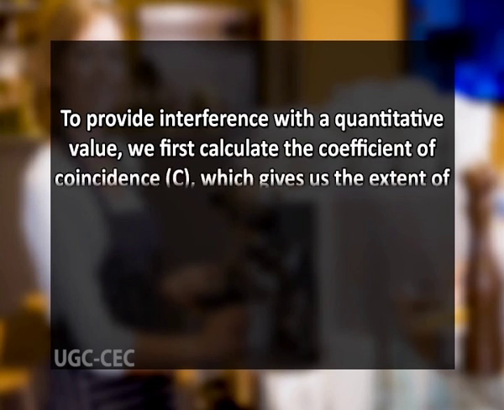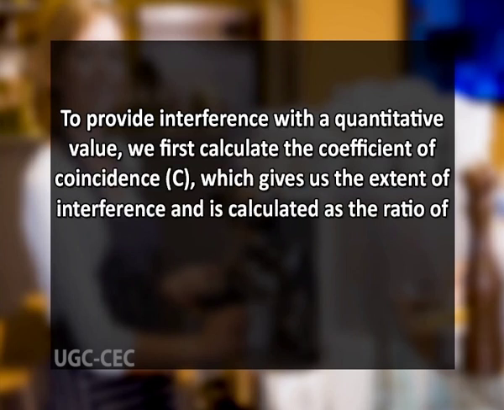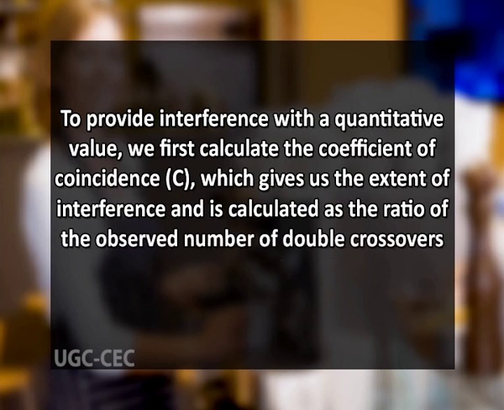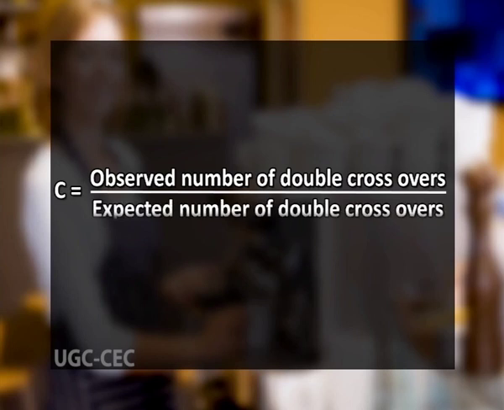To provide interference with a quantitative value, we first calculate the coefficient of coincidence, C, which gives us the extent of interference and is calculated as the ratio of the observed number of double crossovers to the expected number. The equation is C, coincidence, is equal to observed number of double crossovers divided by the expected number of double crossovers. Then the interference, I, is expressed as I equals 1 minus C.